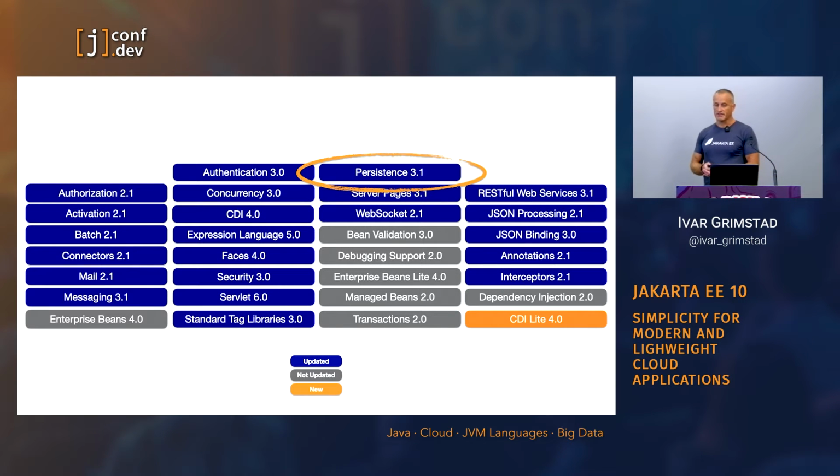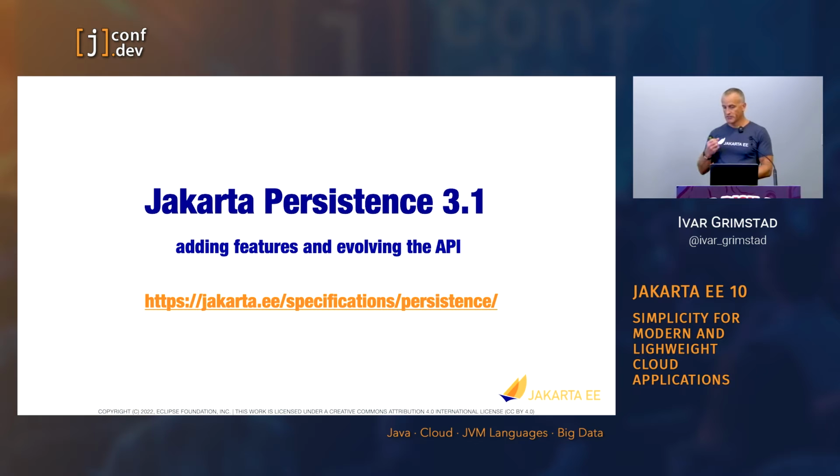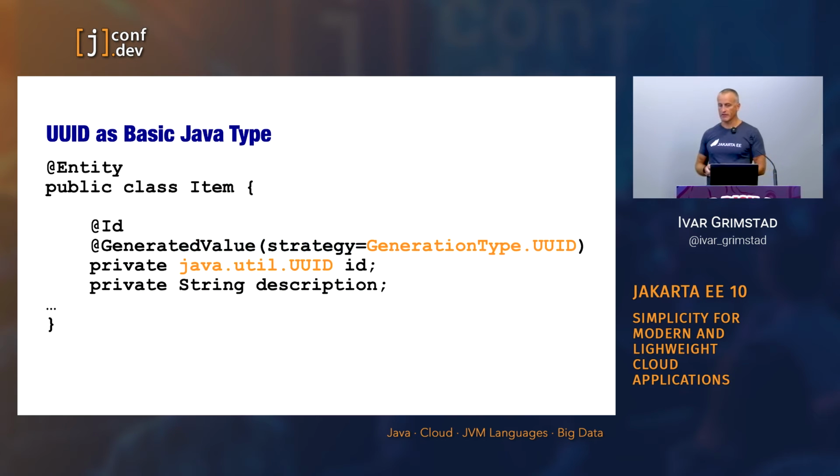Let's also look at persistence. Jakarta Persistence is a 3.1 release. That means it's not breaking anything. They're just adding features and evolving the API. And one of the things that was added is now standard support for UUIDs as a basic Java type. So you can now use, for example, in this case, I've used the primary key generated UUID. That's up to you whether you think that's a good idea or not, but you can use it in any field in your entities and use the java.util.UUID as a type directly, and it will map correctly to the database, and you don't have to do that mapping yourself.